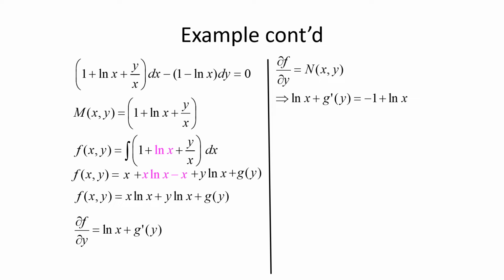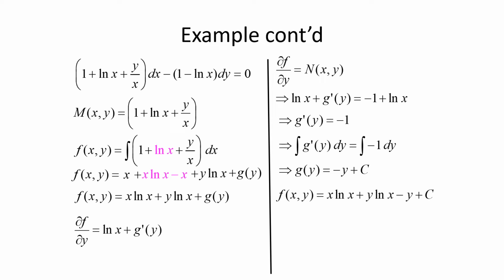So natural log of x plus g prime of y equals -1 plus the natural log of x. We see that we have common terms on both sides of the equation, so those natural log of x's will cancel each other out. That means that g prime of y has to be -1. To find g of y, we're going to integrate this. So g of y will be the integral of -1 dy. So g of y is going to be -y.